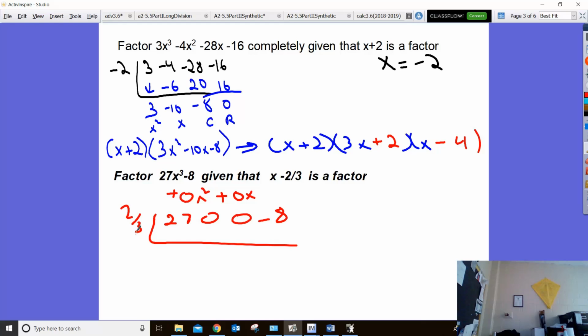That's about all the time I want to give on that one. Drop 27. 2/3 of 27 is 18. I add, I get 18. 2/3 of 18 is 12. I add, I get 12. 2/3 of 12 is 8. I add, I get 0.